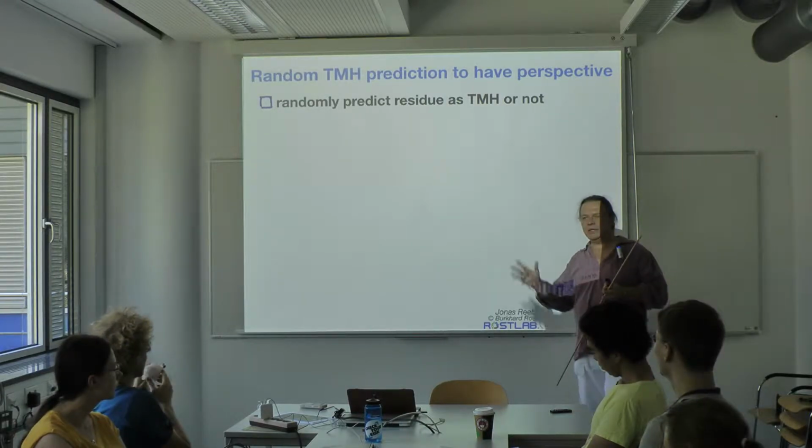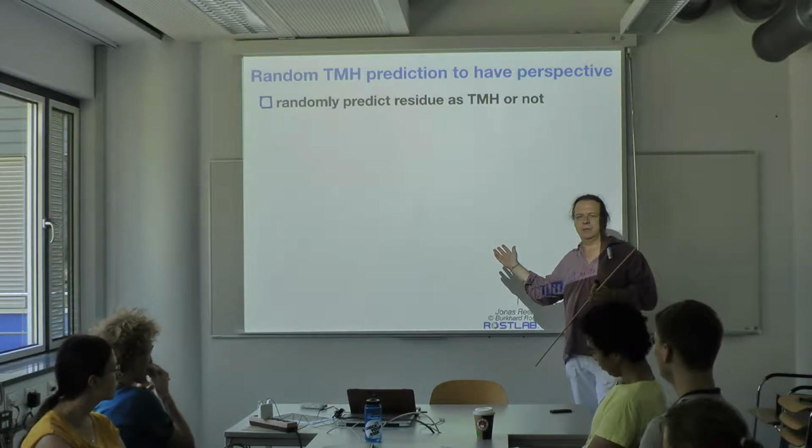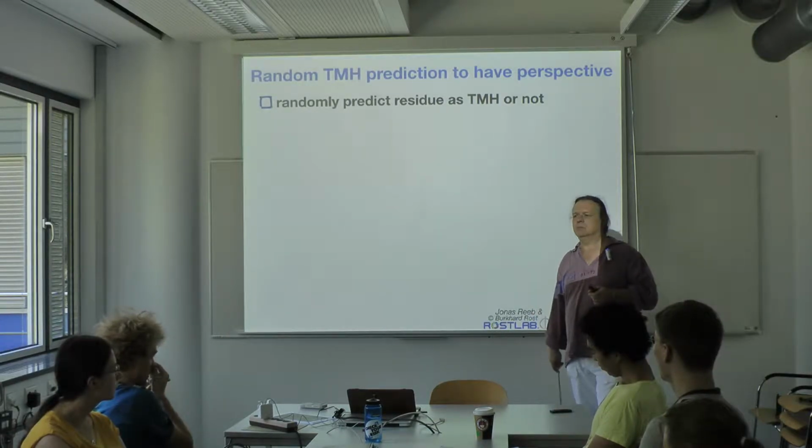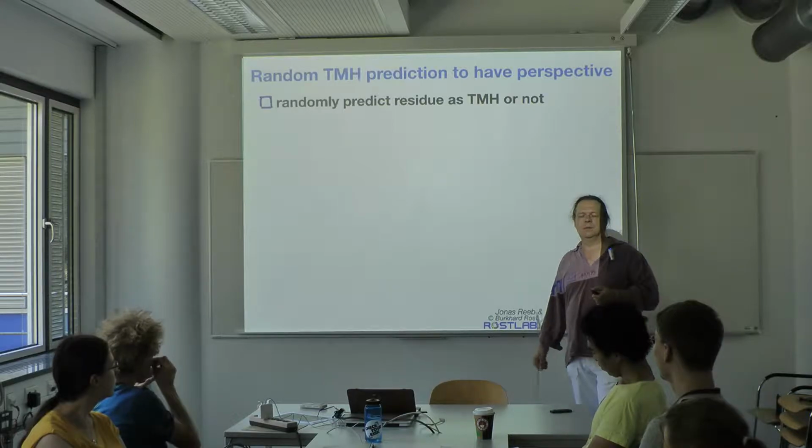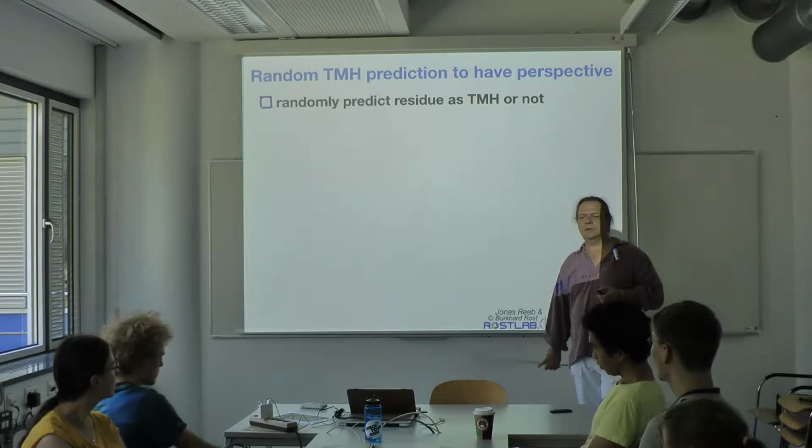You have to always remember that you have to compare to random backgrounds. So what's the random background here? How do you pick a random prediction?